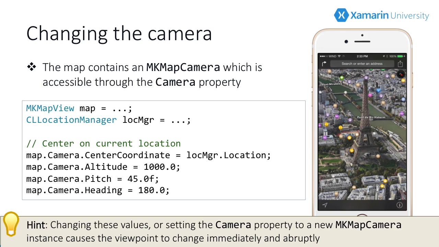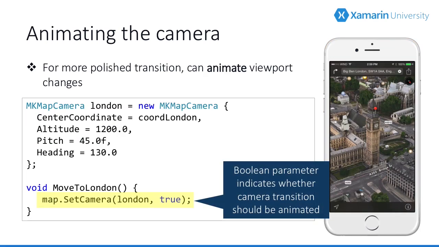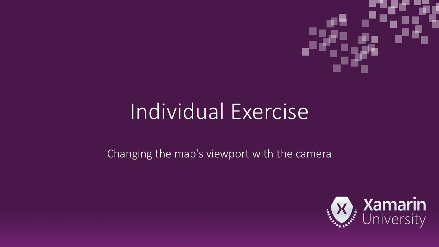If we want it to animate to those new settings, if we want it to slide over to the new settings, then we're going to be using the set camera method. So we'll do map.setCamera, pass in our new MKMapCamera instance, and then set the animate parameter to true. All right, let's check this out in an individual exercise now.